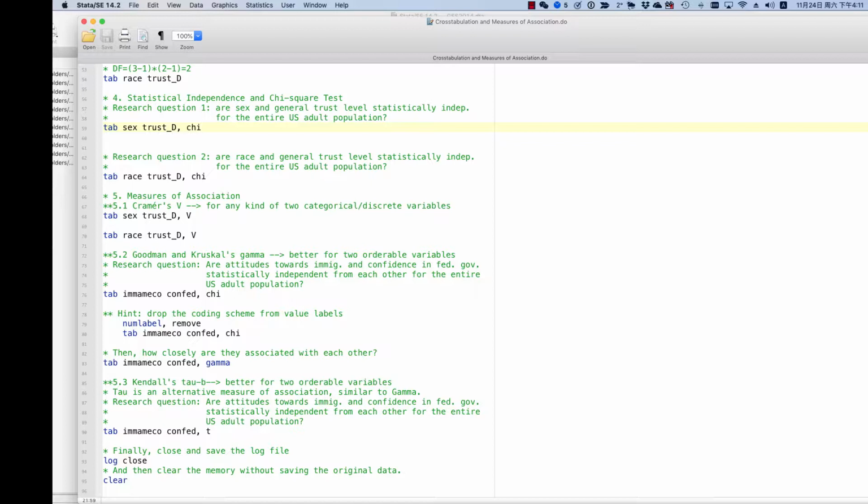In this part, we are going to talk about statistical independence and a chi-square test of statistical independence, as well as three commonly used measures of association between two discrete variables.